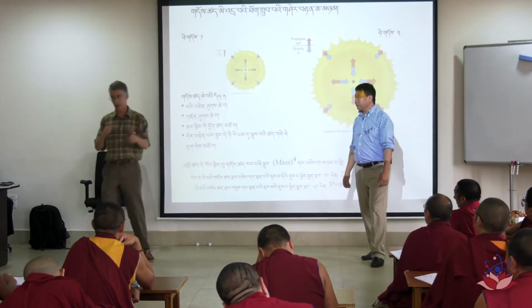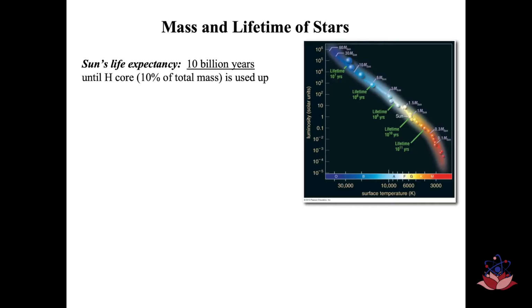10 billion. Good. Okay. So yes, the life expectancy total of the sun is 10 billion years.